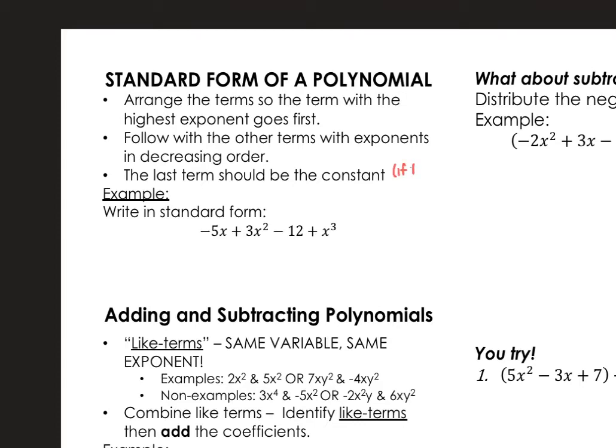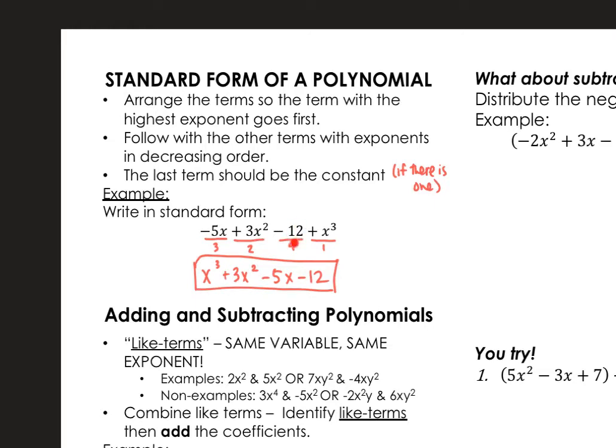All right, looking at this polynomial here, we have negative 5x plus 3x squared minus 12 plus x cubed. The highest degree exponent I see is the x cubed term, so that's going to go first. Then the next term is going to be the x squared term. And then the next term is the x term. And then we have our constant term. So that's the order that we're going to write it in. Writing this in standard form, we have x cubed plus 3x squared minus 5x minus 12. The important thing to remember when you're rearranging these is that you need to make sure the sign goes with the number.